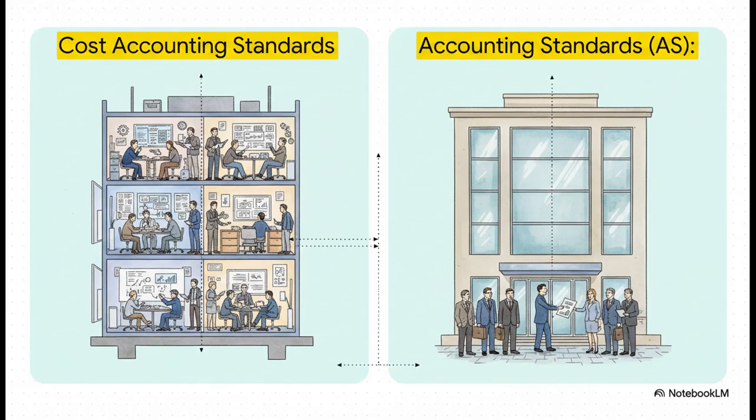Cost accounting standards are for looking inward. They're for internal managers to understand and control costs, to make better decisions about products, processes, and efficiency. The audience is inside the company. Now, accounting standards, they're for looking outward. They're for telling external stakeholders, like investors, banks, the government, how the company is doing financially. Think profit and loss, balance sheet. So, CAS is internal and detailed. AS is external and summarized. Inward versus outward. Got it?